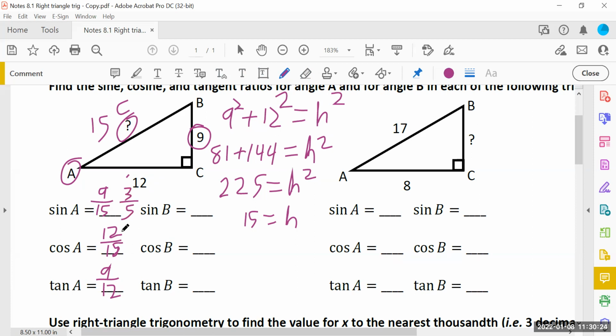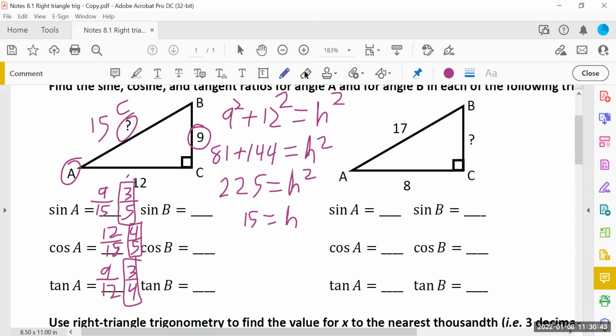Cosine of A, dividing both of them by 3 again, getting me 4 over 5. And tangent of A, 9 over 12, 3 goes into both of those, I end up with 3 over 4. So there's my sine, cosine, and tangent values for this triangle.